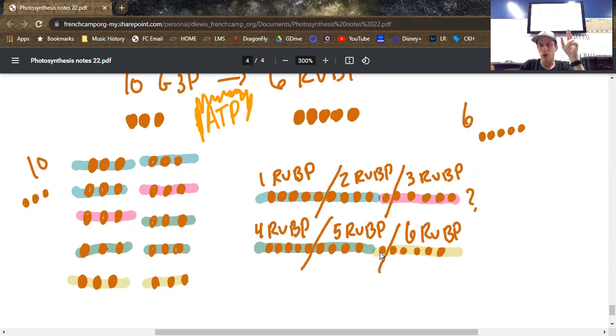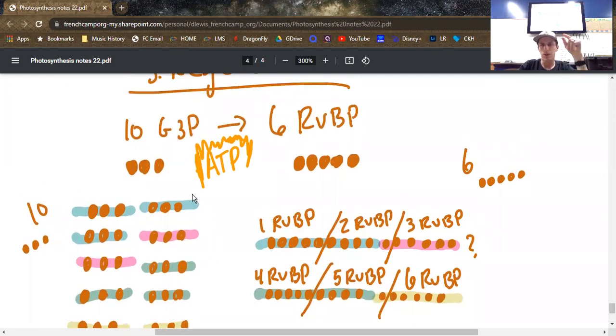Add in 2 more groups to give 6 more. That should add 4 plus 6 gives you 10. Split in the middle to get 5 on each side. And there's RuBP number 5 and RuBP number 6. So that's how you convert from 10 G3P to 6 RuBP.